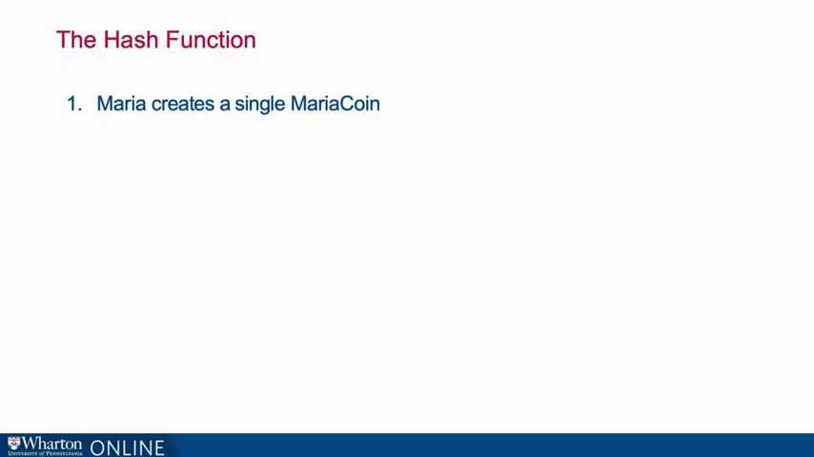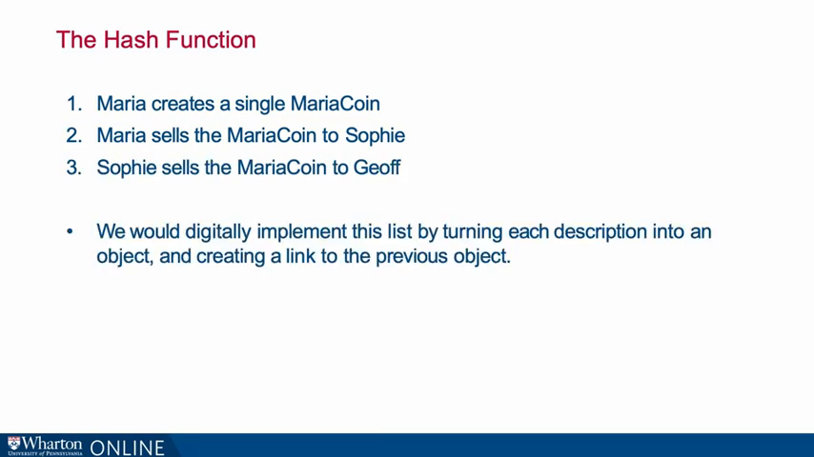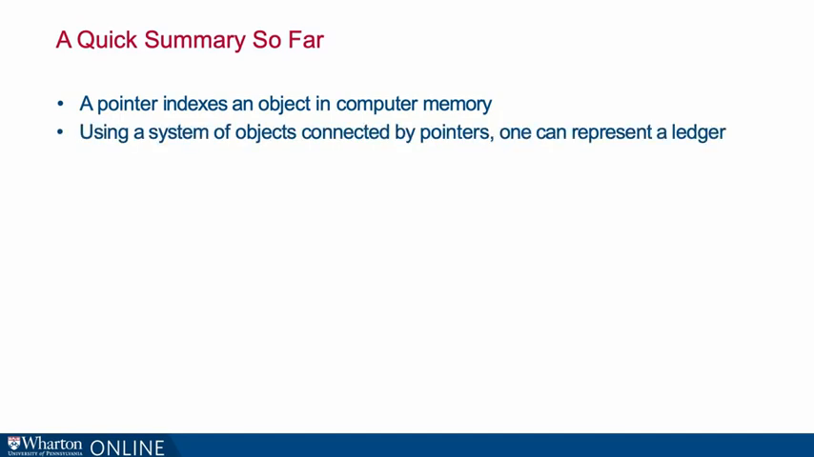So let's go back to my example from the previous lecture. Maria creates a single Maria coin. Maria sells the Maria coin to Sophie. Sophie sells the Maria coin to Jeff. We could digitally implement this list by turning each description into an object and then creating a link through a pointer to the previous object. So just to summarize, a pointer indexes an object in computer memory. Using a system of objects connected by pointers, one can represent a ledger.